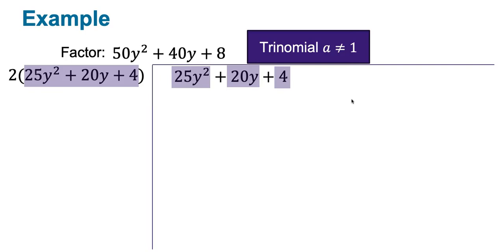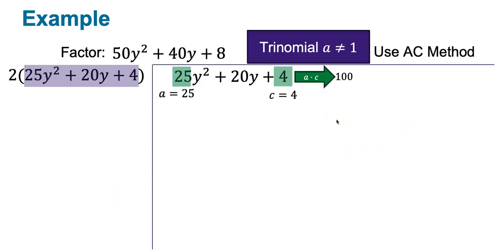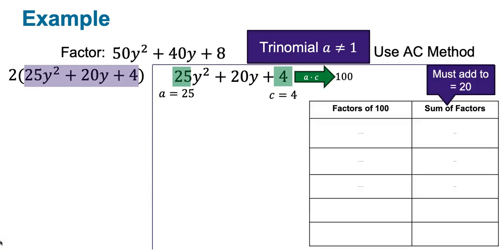So we cannot use the strategy where we find 2 numbers that add to equal the middle and multiply to equal the last. Instead, we can use a helping method, such as the AC method. The first step is to multiply a times c, which gives us 100. Next, we must find factors of 100 that add to equal the middle coefficient, 20.